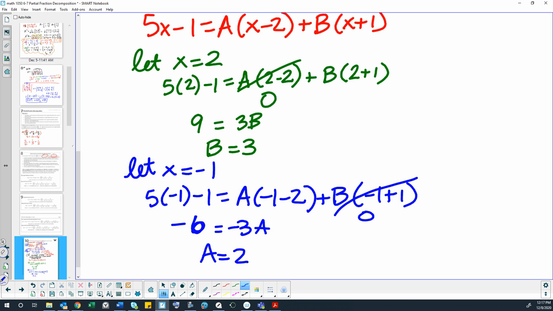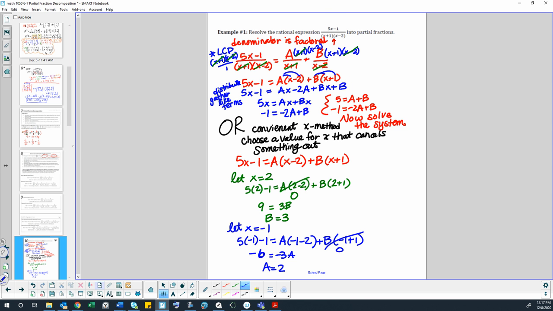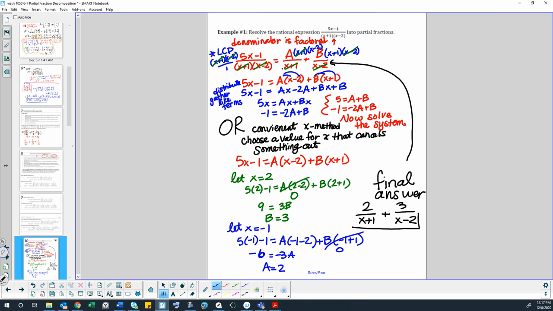Okay, you are not finished with this problem until you write the final answer. The final answer is written by taking what we did at the very beginning, the red part, and putting the a and b where they belong. So a would be 2 over x plus 1, and b is 3 over x minus 2. We have found the partial fraction decomposition for this problem.